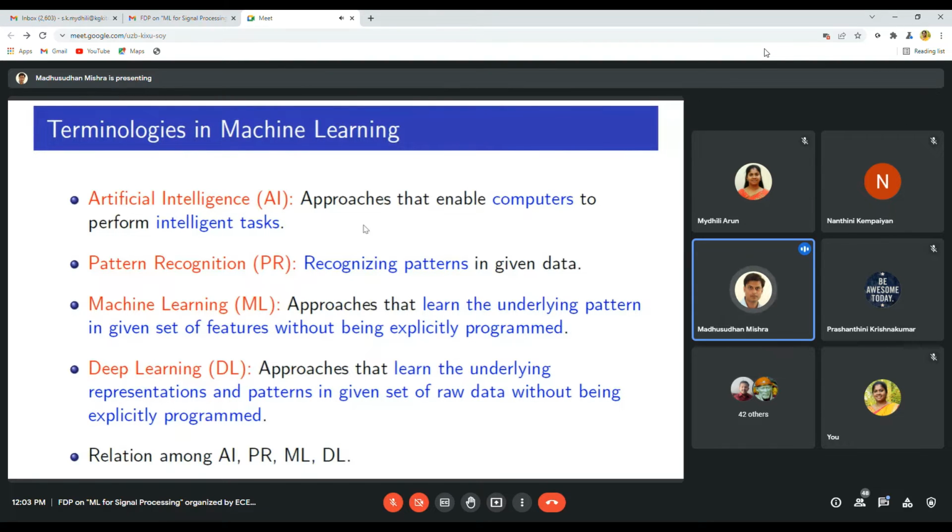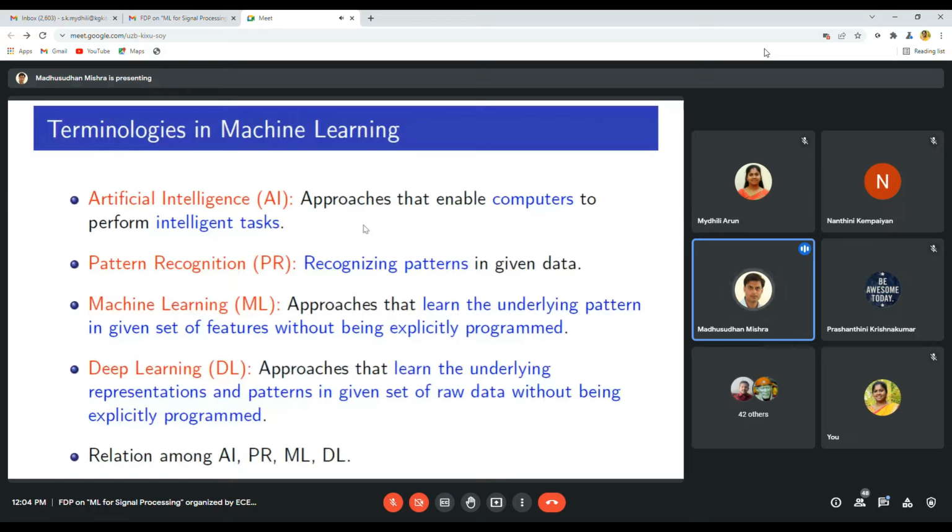It is very important. And then the next higher level is deep learning, DL. Deep learning refers to approaches and techniques that learn the underlying representation and patterns in a given set of raw data without being explicitly programmed. So what difference do we find between machine learning and deep learning? Both approaches try to learn the underlying pattern, but machine learning learns the underlying pattern with the help of some features without being explicitly programmed.